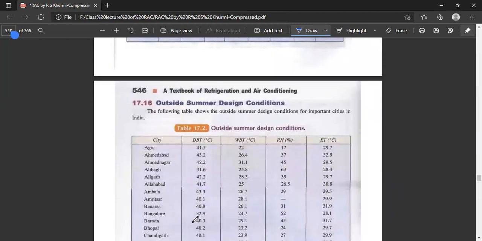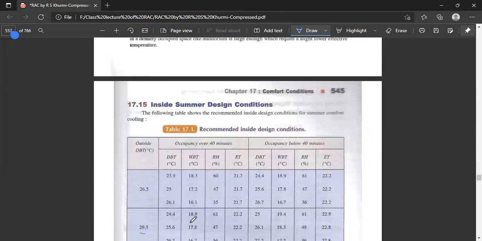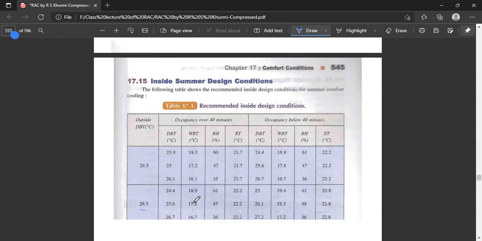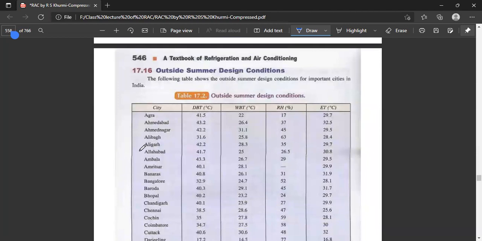Next, the outside summer design condition. This earlier chart was giving us the inside summer design condition. So as per the outside dry bulb temperature, what is supposed to be the inside wet bulb temperature. Next, we consider the outside summer design condition. The following table gives us the outside summer condition for important cities: the outside dry bulb temperature, wet bulb temperature, relative humidity, and effective temperature.